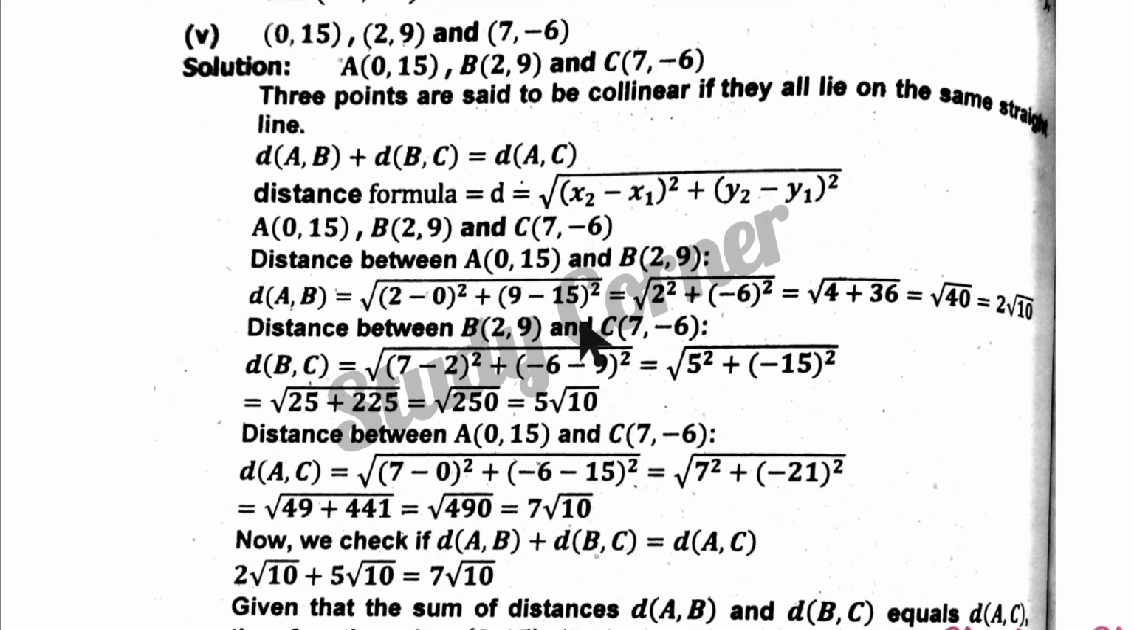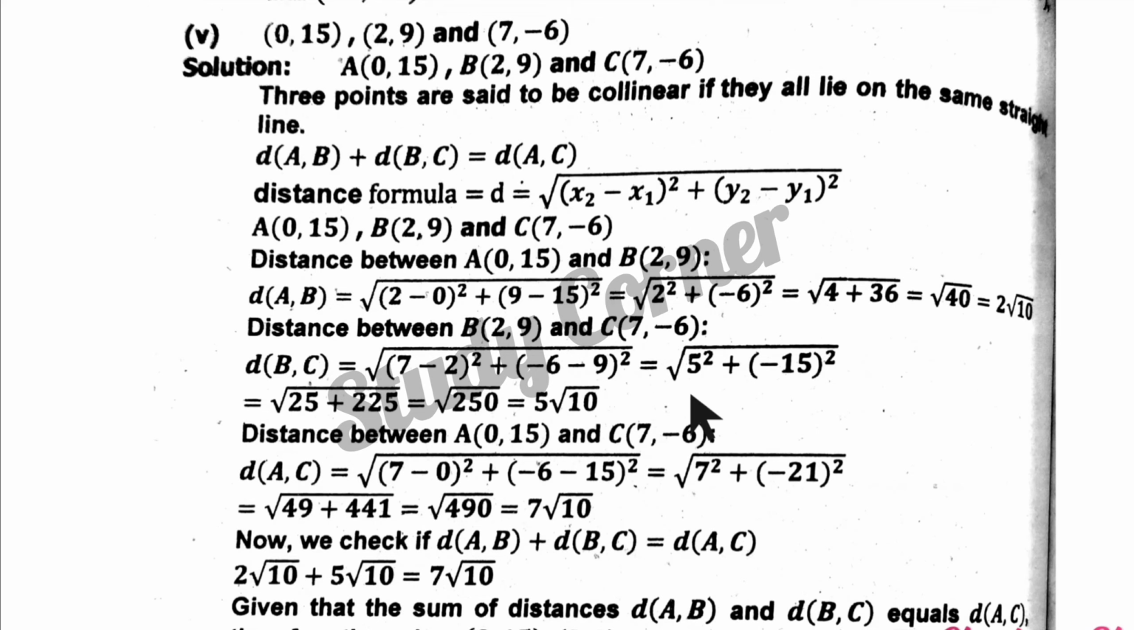So 2 minus 0 is 2 square, and 9 minus 15 is minus 6 whole square. 2 square is 4, minus 6 square is 36, 4 plus 36 gives square root of 40, and when you find its square root by prime factorization you get 2 square root of 10. Now we have to find the distance between B and C. This is x2 and this is x1, this is y2, this is y1. So D of BC is 7 minus 2 whole square and minus 6 minus 9 whole square.